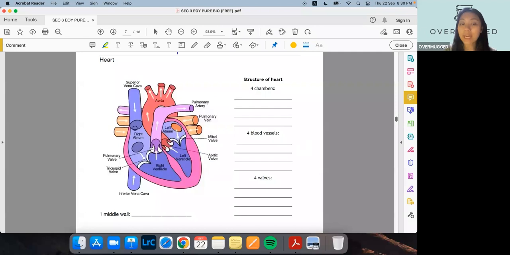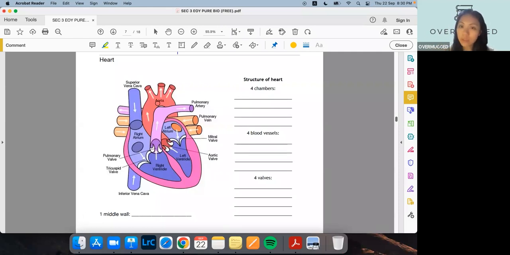So vena cava transports blood back to the right atrium. Pulmonary artery leaves the heart, right? Arteries transport blood away from the heart. So pulmonary artery. Then pulmonary vein transports blood back to the left atrium. And then aorta transports blood away from the left ventricle in the heart. So there are four blood vessels linked to the heart.